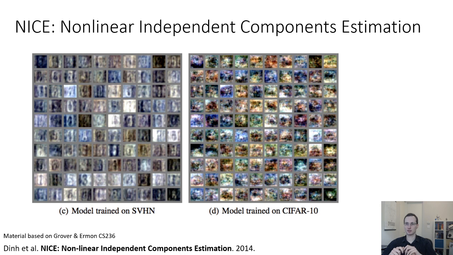So the SVHN dataset, the one shown on the left, is actually also a dataset of digits, but they are color digits taken by photographing house numbers. And you can see there already the model is starting to struggle. If we train on CIFAR10, which has a variety of different images of realistic objects, we get very low quality images. So the model is pretty limiting.